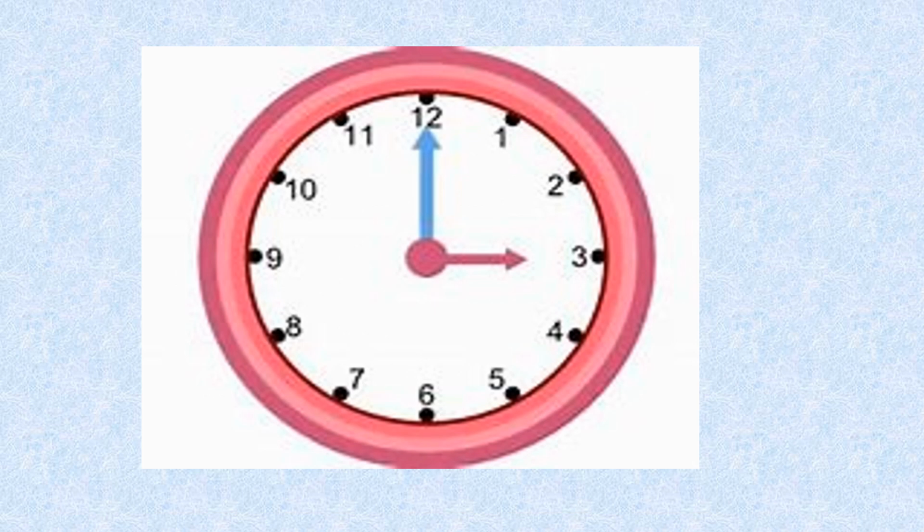Now look at the clock. Here, the minutes hand is pointing at 12 and the hour hand is pointing at 3. So, whenever the minute hand points at number 12, the time will be read as o'clock. So, here it is 3 o'clock.